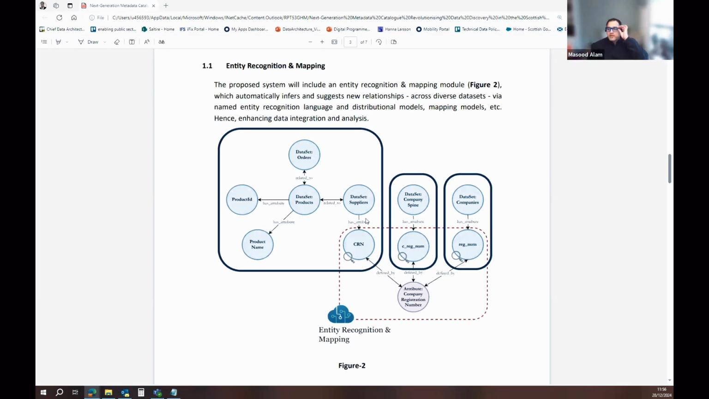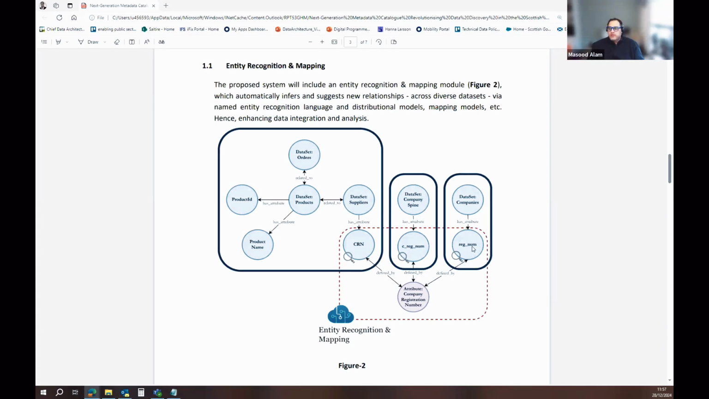Now it also has an attribute CRN, but then we have organization data sets being present elsewhere. For example, a data set company spine, a data set companies also stores different attributes related to the company that actually is supplying the product to us. Now, those organizations are working independently of each other, and that's why the way they store the attribute is different in each case. For example, it's CRN, C reg number, and reg number.